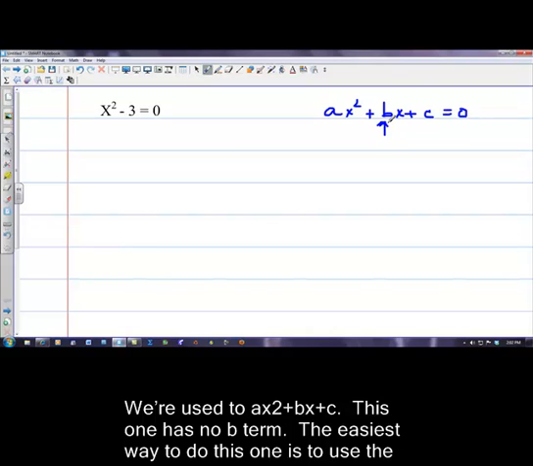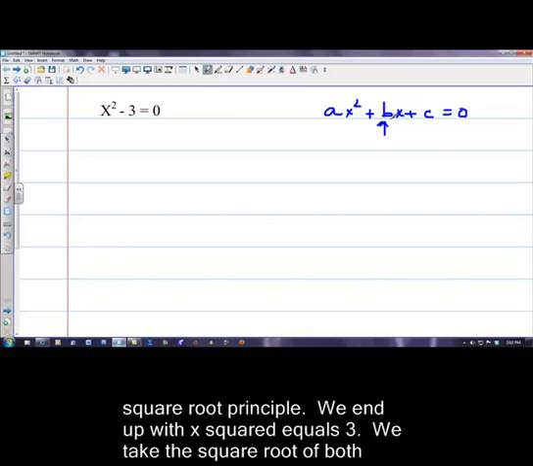When you see one that's like that, the easiest way to do that one would be to use the square root principle. And what you do when you have one that's like that is you simply move the constant term, which is your minus 3, to the other side. And remember, when we move to the other side, it changes the sign. So we end up with x squared equals 3.